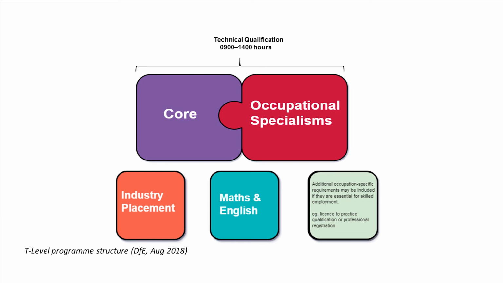Finally, the T-Level programme may consist of other requirements depending on the particulars of the T-Level pathways. So this could include something like health and safety certificate or some form of license to practice or a professional registration that's required for skilled employment in a particular sector.